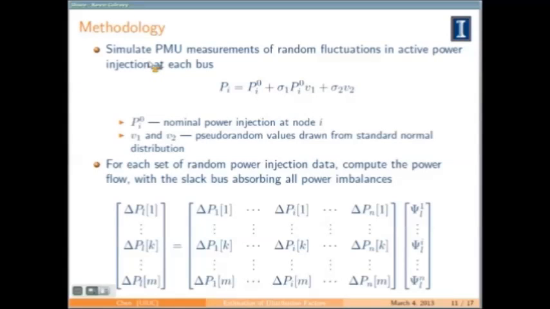Yeah, they're just standard deviations. I just made them up. Oh, it's like 10% I'm using. So I found the injection shift factors and then calculated flows based on that.